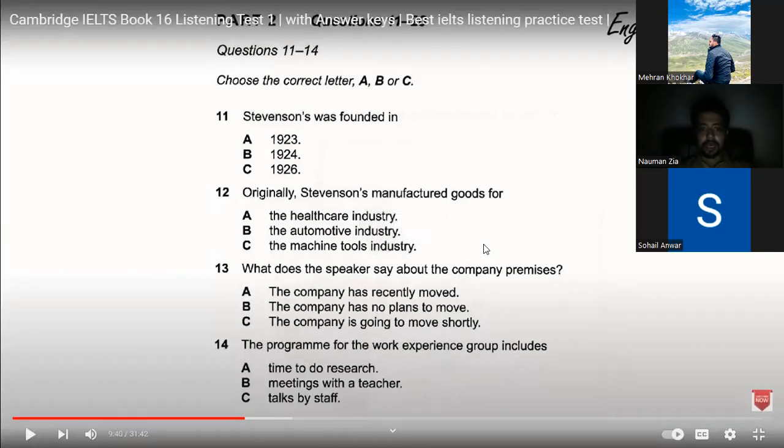All right, now the answer of question 13 has ended. Ji, tell me the answer to 13. Suhail: Sir, I think it's C. The company is going to move shortly. No, they have not talked about the movement and they are not planning to move either. Yes, sir. One more person, Noman.